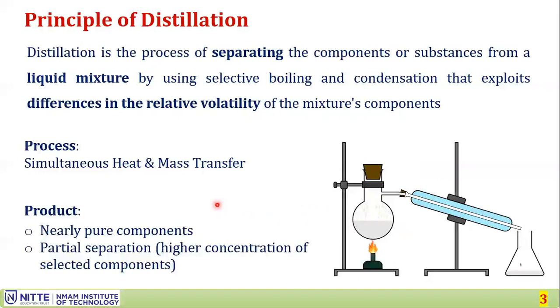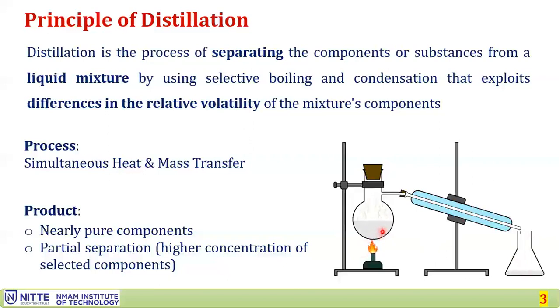Now, this may happen: the product may be a nearly pure component depending upon the relative volatility. If there is a large gap between the relative volatilities of two components, the low volatile component may remain there, and the highly volatile component may get completely separated out. It is possible. But usually in most other cases, there will be a partial separation.